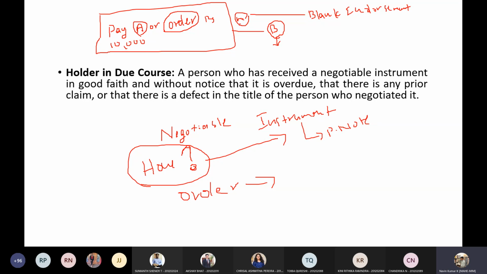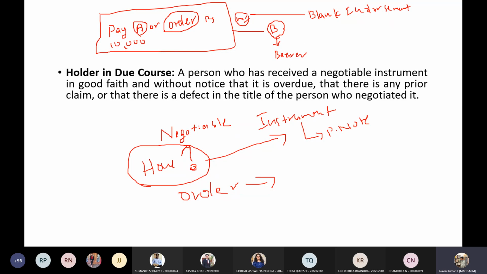A writes just his signature at the back side of the instrument. Now the check is in the hands of B. Whether the check is in the hands of B, is it an order instrument or bearer instrument? Bearer instrument. Why is it a bearer instrument? Because he put just a signature at the back side of the check.